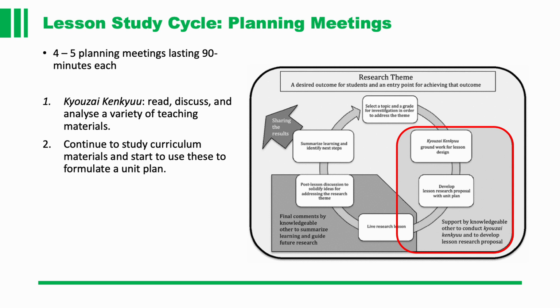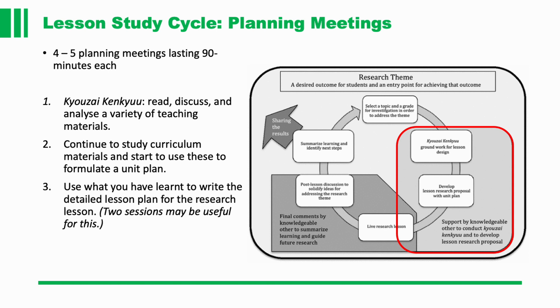The second meeting might involve continuing to study those curriculum materials and start to use those materials to formulate a unit plan. The third meeting might involve using what they've learnt so far to write the detailed lesson plan for the research lesson. And the fourth meeting might be used to conduct a mock lesson and finalise the research lesson plan and research proposal. A fifth planning meeting might be useful if the team are finding they have a lot to discuss, or perhaps the unit is particularly long or particularly challenging.